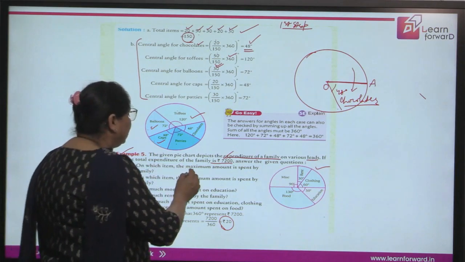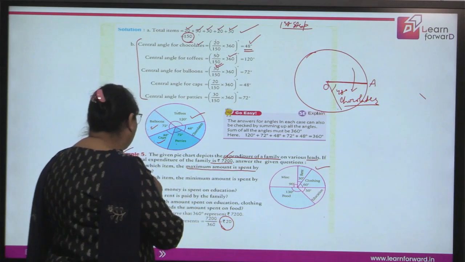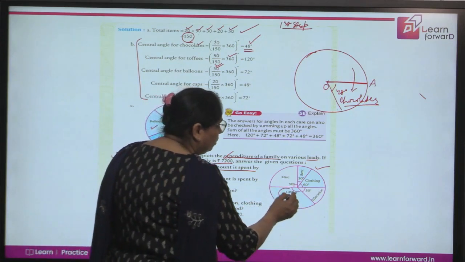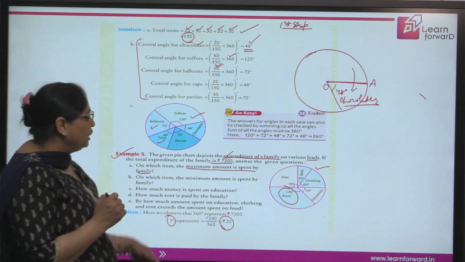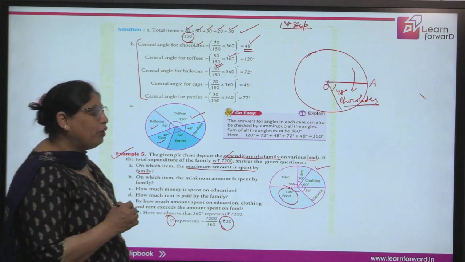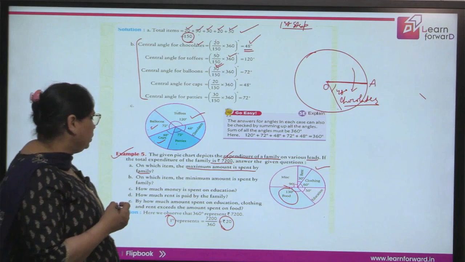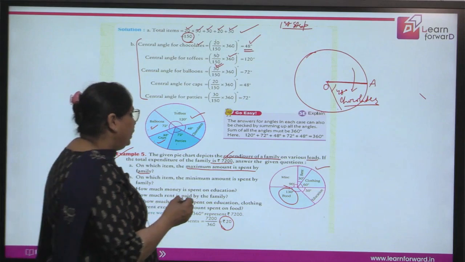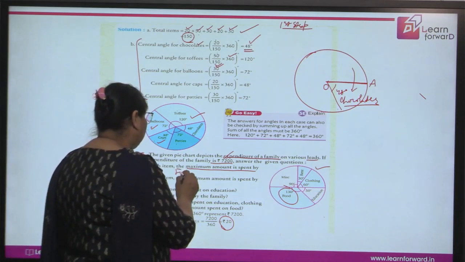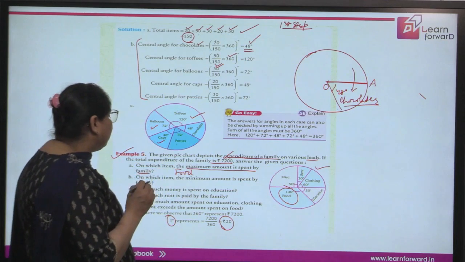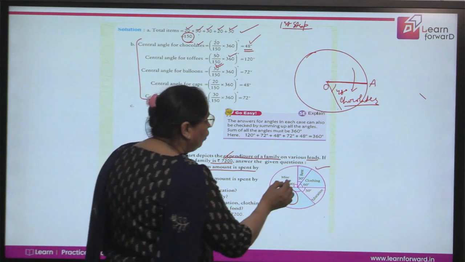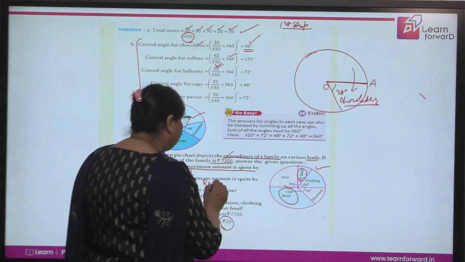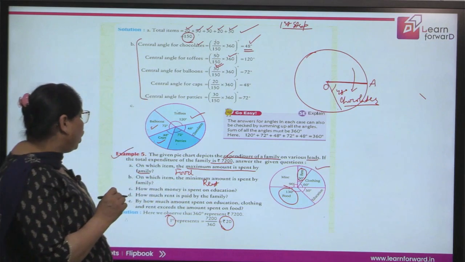Now, on which item is the maximum amount spent by the family? For the maximum amount, we have to look for the maximum angle, and then multiply it by 20 to find the expenditure. But they are asking only about the item, so it is food. On which item is the minimum amount spent by the family? For minimum, we go for the minimum angle, which is the rent part. The expenditure on rent is minimum. How much money is spent?